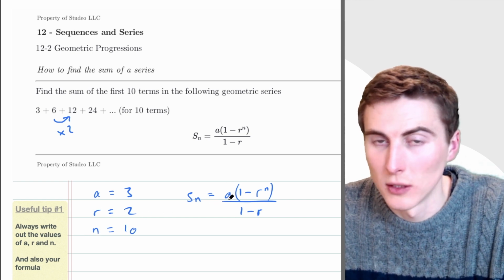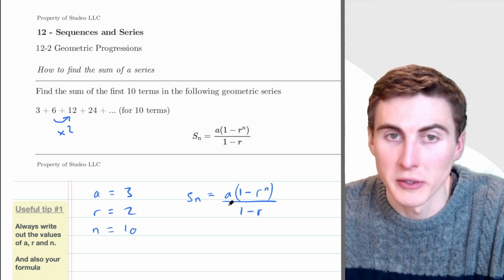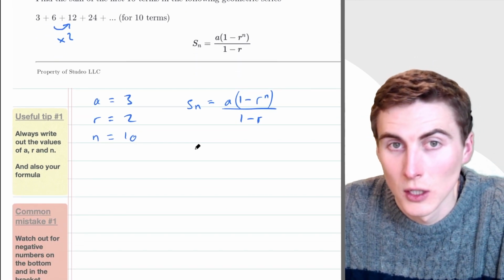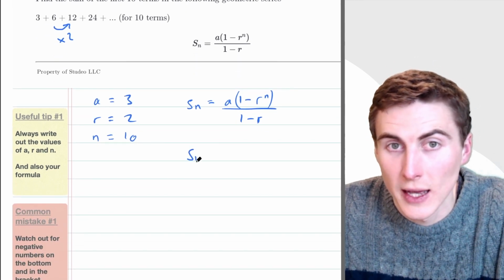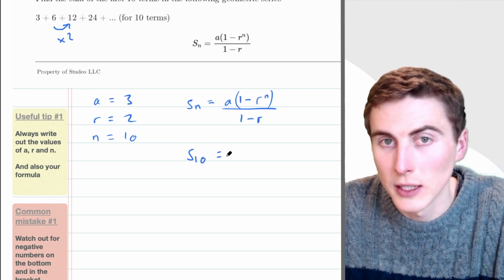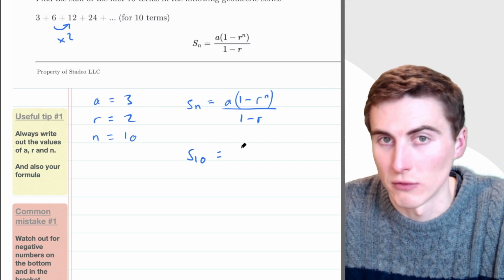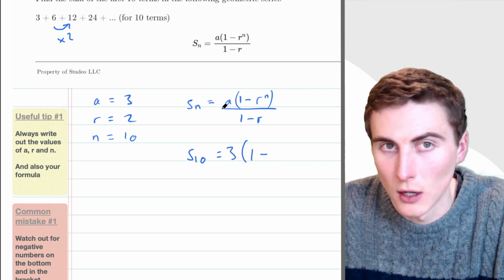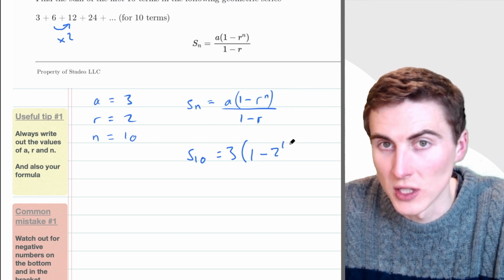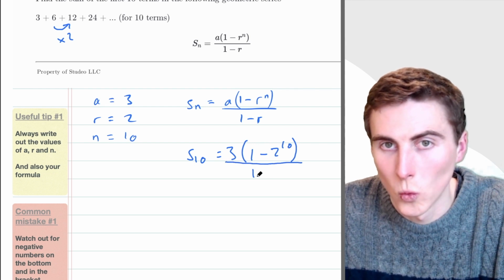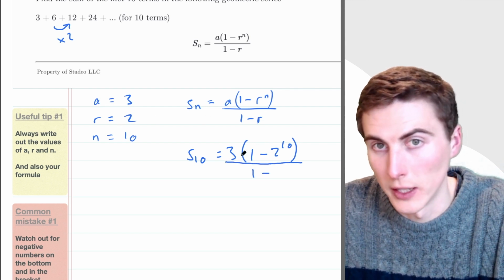We've copied our formula, either from a formula booklet or our memory. And now all we have to do is plug them in. So I can say that the sum of 10 terms, so n is 10, equals a, which is 3, multiplied by 1 minus r, which is 2, to the power of n, which is 10, because we want 10 terms, all divided by 1 minus r, and r is 2.